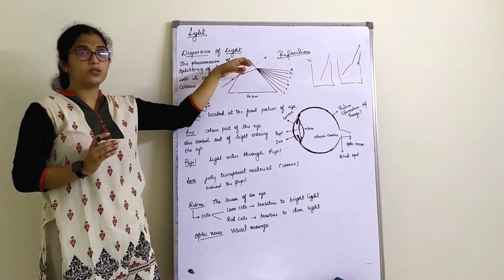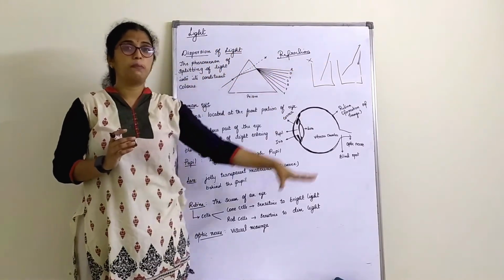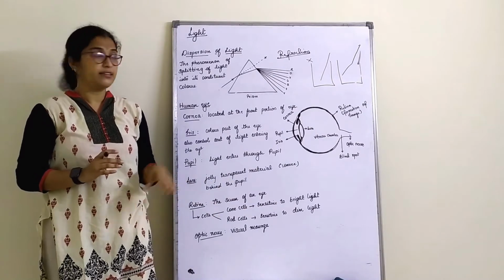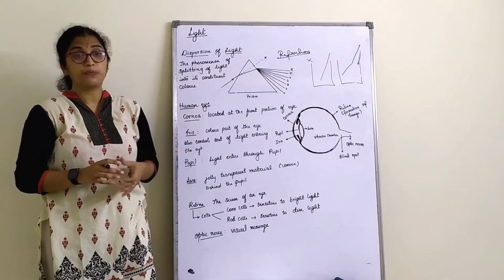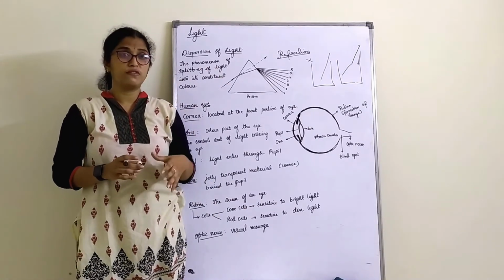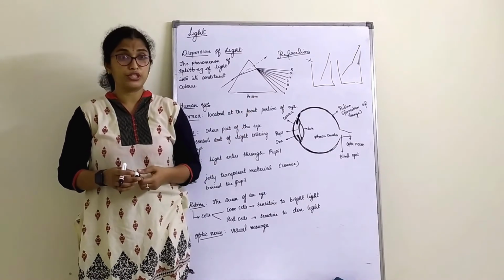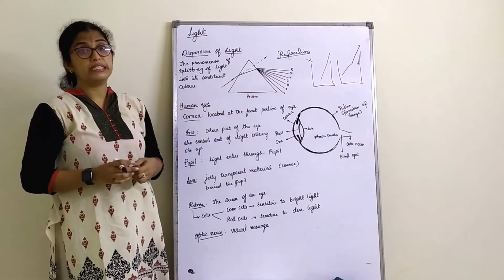White light is passing through a prism which will split into a band of 7 colors, right? That is dispersion of light. Now where can you see this dispersion of light? An example is a rainbow, or the same here.